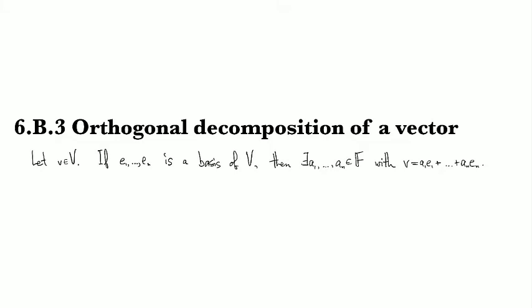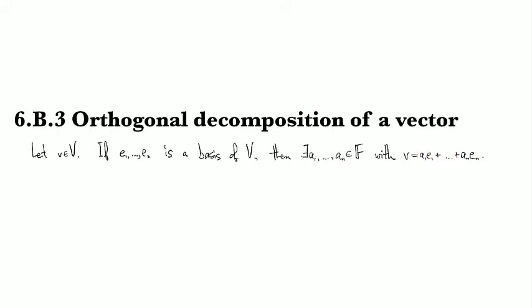So we know that if we have a basis E1 through En for our vector space, then any vector can be written in terms of that basis with some coefficients. Now, how do you find those coefficients? Well, you'll have to solve some linear system. But the great thing about having an inner product is that you don't have to solve that linear system.